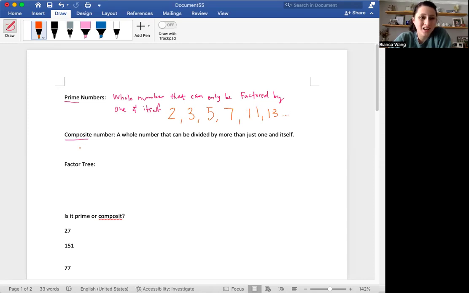Composite numbers would be examples like any even numbers except for 2. Why do you think any even number would be a composite number? Well, because any even number can be divided by 2, right? So that would be 1, the number itself, and then 2, which would be being divided by more than 1 and itself.